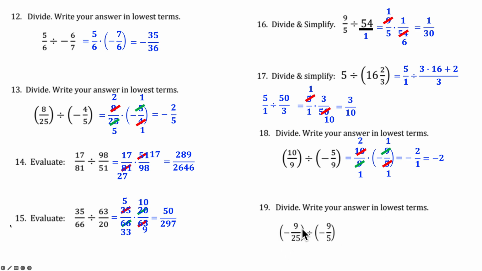Oh, negative divided by a negative. That'll be a positive. But let's flip this first and then give us our positive. Ignore the signs. Okay, 9s again can cancel. 1s, 5 goes into 25 5 times. 1 times 1 is 1. 5 times 1 is 5. 1/5 is my answer there.